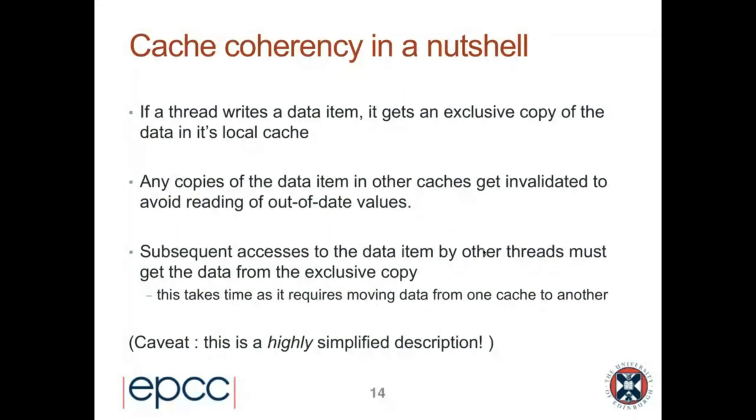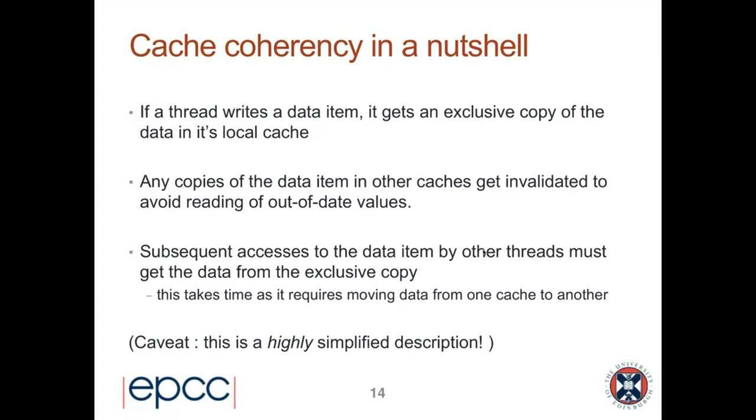Okay, so cache coherency is quite a complicated topic. I could spend an entire hour talking about that, so here's the one slide version. Cache coherency in a nutshell: whenever a thread writes a data item, it will get an exclusive copy of the data in its local cache. Then, in order to keep caches coherent, that is, to prevent two different caches storing different values for the same memory location, any other copies of that data item in other caches get invalidated, to prevent them reading out of date values.